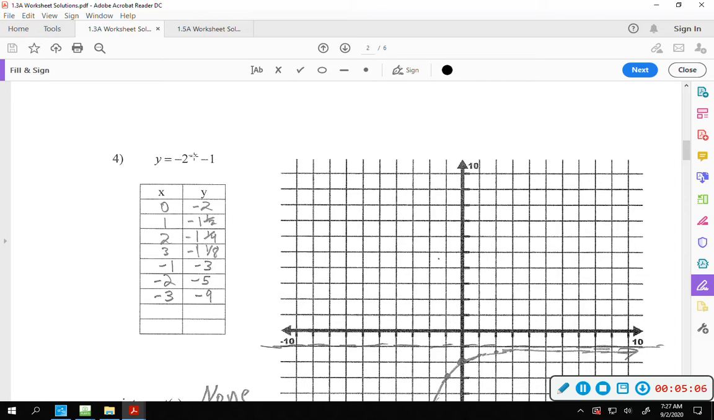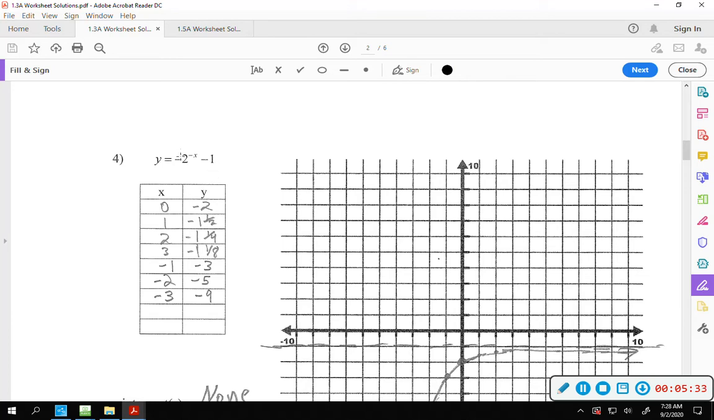If I plug in 2, 2 to the negative second power is 1 over 2 squared. That's 1/4. Make it negative. Subtract 1, negative 1 1/4. Let's do one more just for good measure. 2 to the negative third power is 1 over 2 cubed. That's 1/8. Make it negative. Subtract 1, negative 1 1/8.